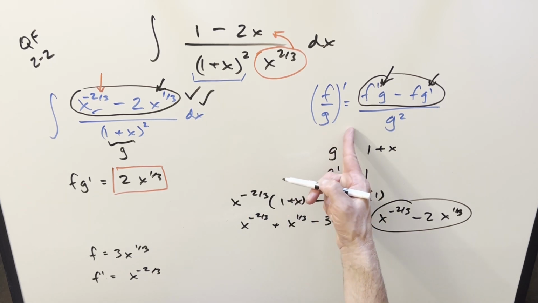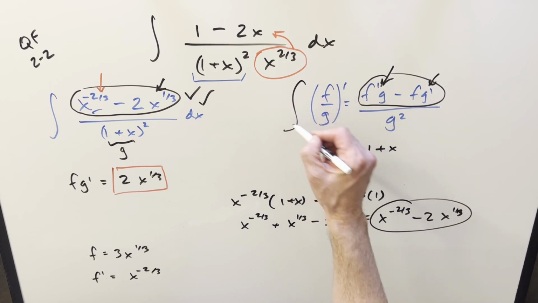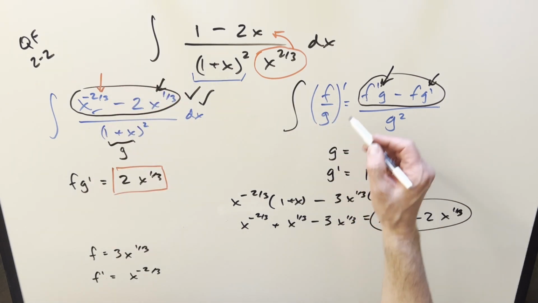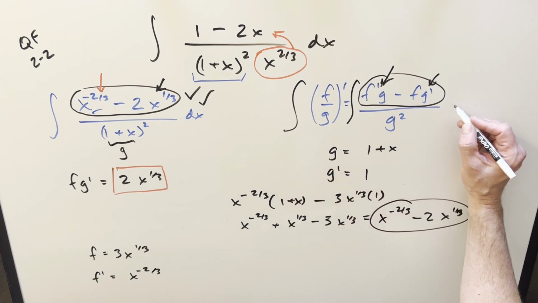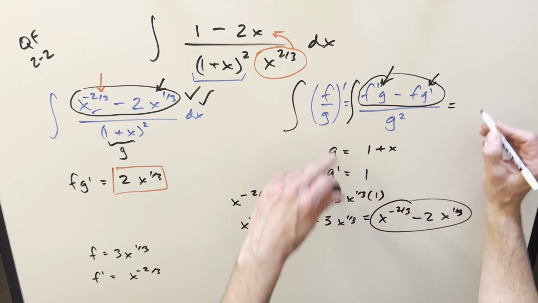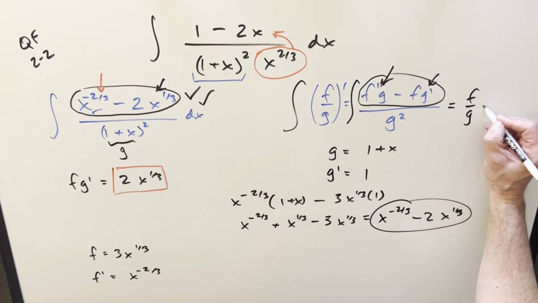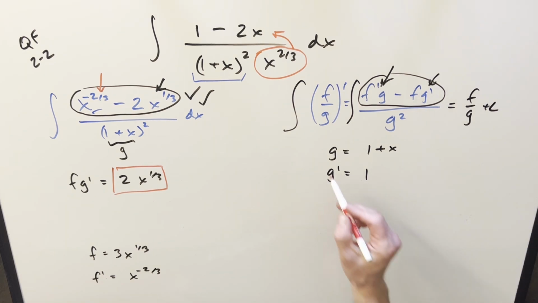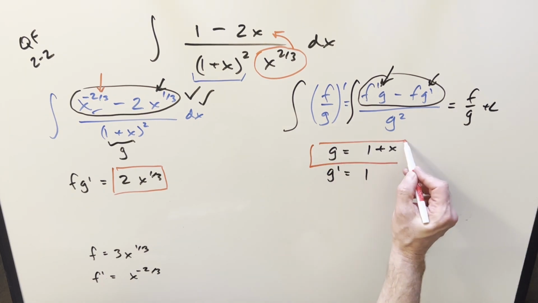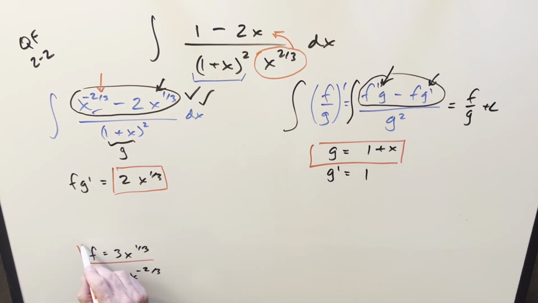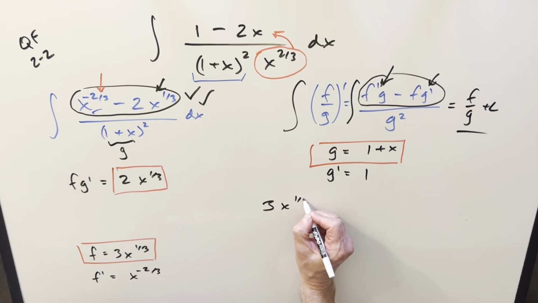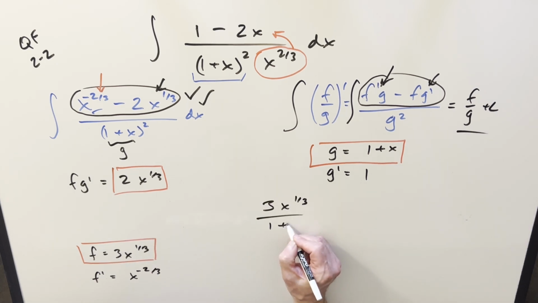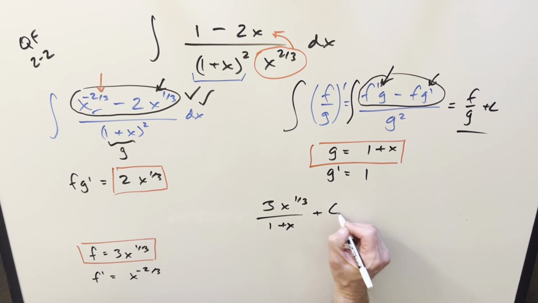Now just to finish it off, we just need to remember what we're doing. We've got the quotient rule inside of an integral. This is in the same form inside of an integral, but we're taking the integral of a derivative, so our solution is just going to be what's inside, f over g plus c. Putting this all together, we've got our g value and our f value. So for my final solution, we have 3x to the 1/3 over 1 plus x to the 1/3, plus c, and that's it.